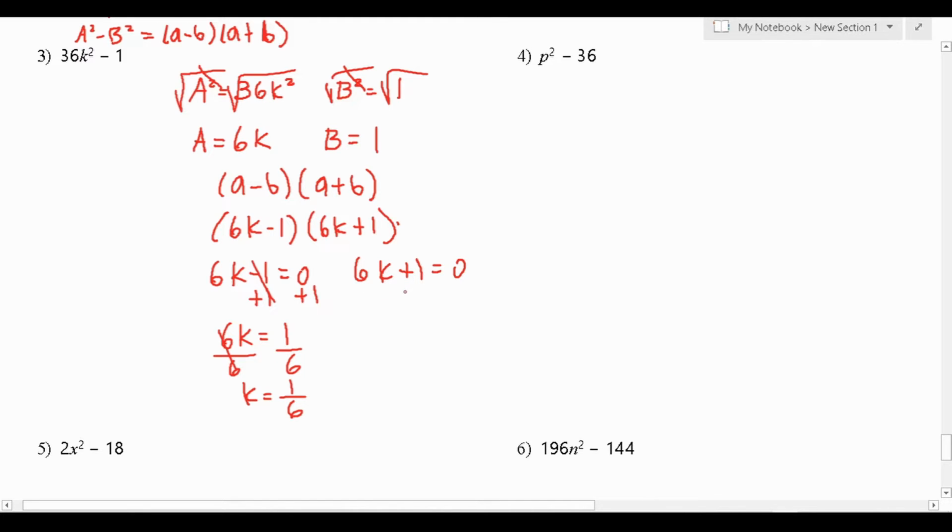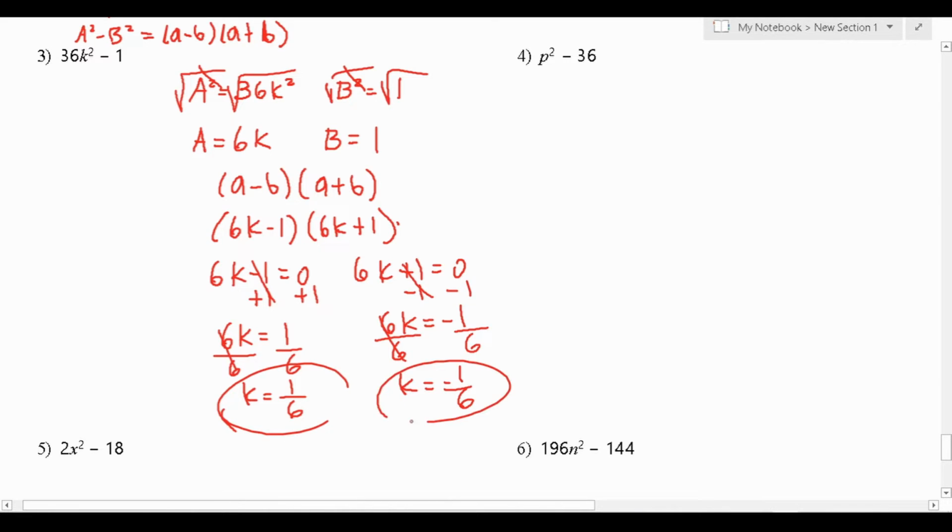But again, to get k by itself, we're going to subtract both sides by 1. Plus 1 minus 1 is nothing. This leaves you with 6k equals negative 1. Again, divide both sides by 6 to get k by itself. This leaves you with k equals negative 1/6.